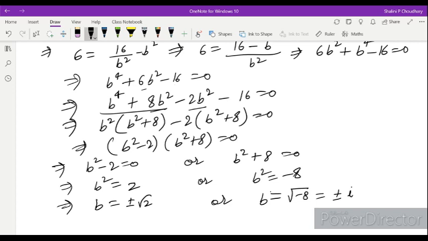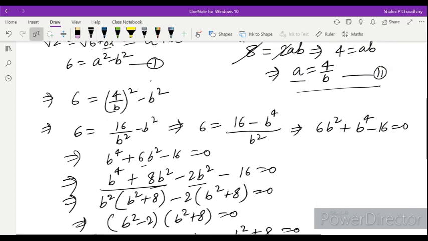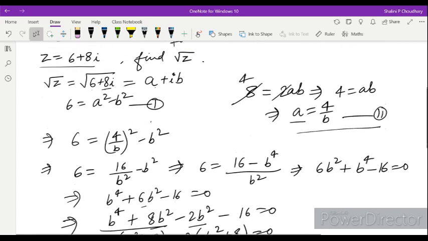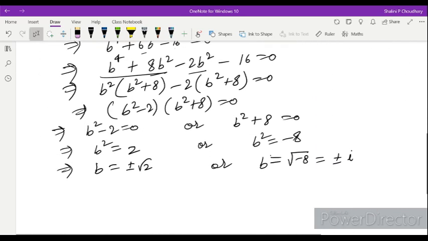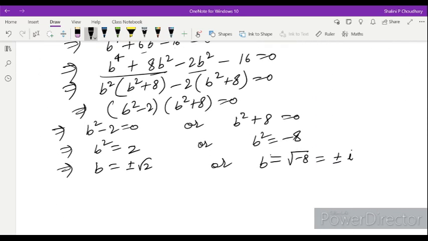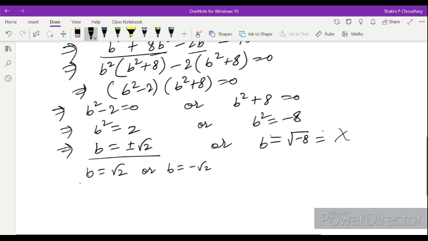But b is a real number. Always we have to find a and b, and the values we get will be real. So this value cannot exist. This is not possible. So we'll take this value: b will be equal to plus or minus square root of 2. We take this value.